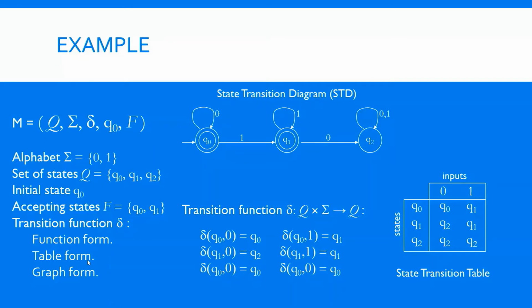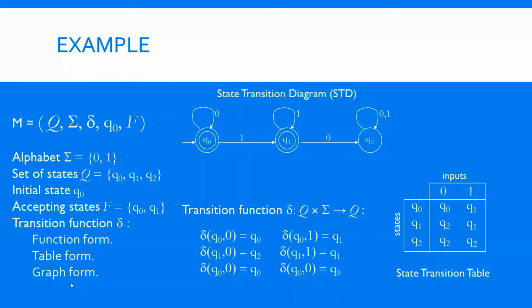This transition function can be expressed in 3 different ways. In last class we have only discussed one way, that is called a graph representation. That is also called the state transition diagram, because you are transiting state to state with the help of this logic delta. That's why this is called graph form or graph representation.